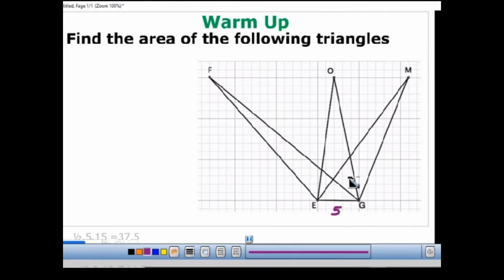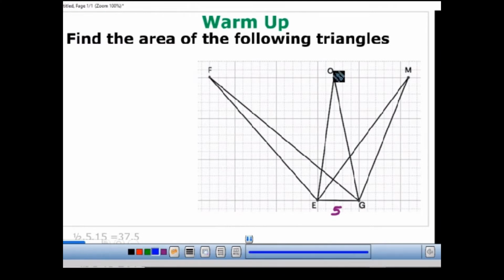And I see a couple of answers here. 15. So I got an answer down here saying that this is 15. This thing is 15.